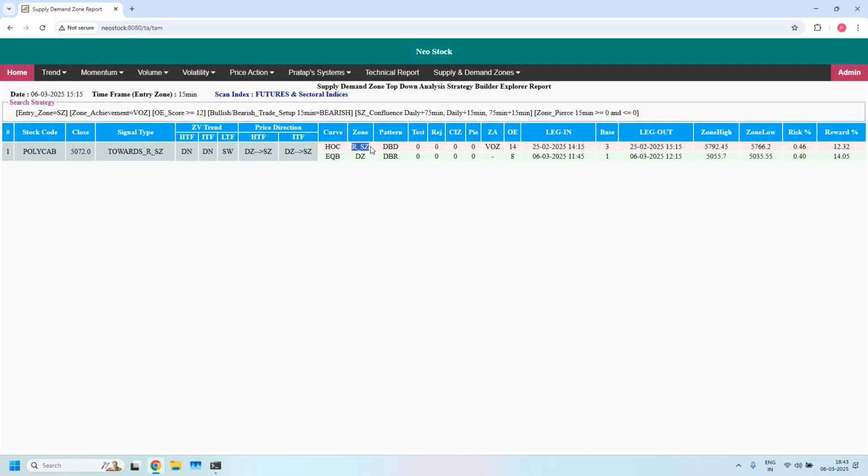That means this 15-minute supply zone is overlapped with the 75-minute supply zone. Both together again overlapped with the daily supply zone. And the daily trend is a downtrend. If the daily supply zone has daily EMA confluence, then this stock could be even more high probability to get success. Let's verify.